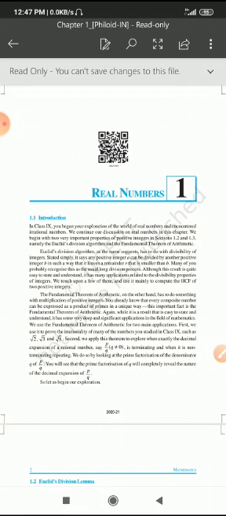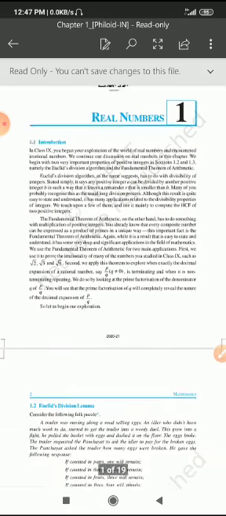You all know about rational and irrational numbers, no? Rational numbers can be expressed in the form of p by q, where p and q are integers and q is not equal to 0. And irrational numbers cannot be expressed in the form of p by q, where p and q are integers and q is not equal to 0. Now the combination of rational and irrational numbers is called the set of real numbers.